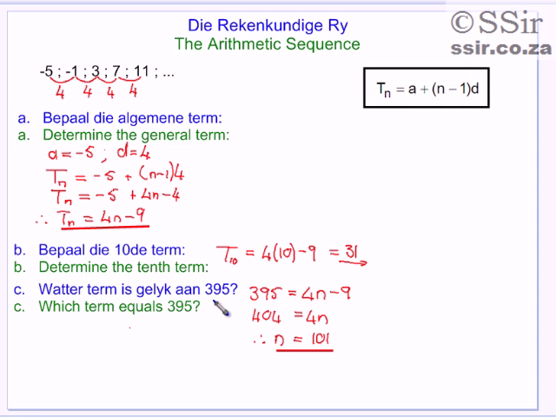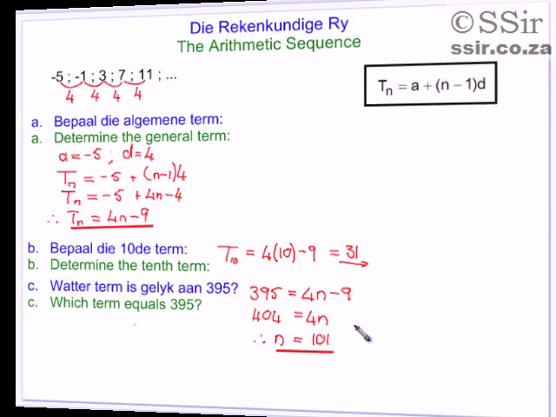An alternative way of doing this would of course be to expand this sequence until you get to the term whose value is 395. And then you start counting from term 1 until you get to term number 101. So it's definitely easier to use the formula, and in the exam you are forced to use this formula.